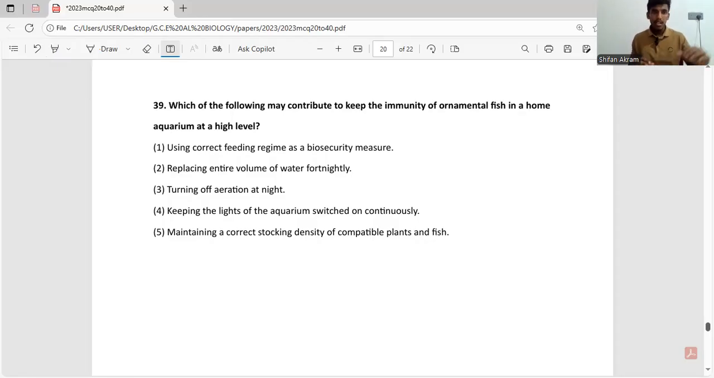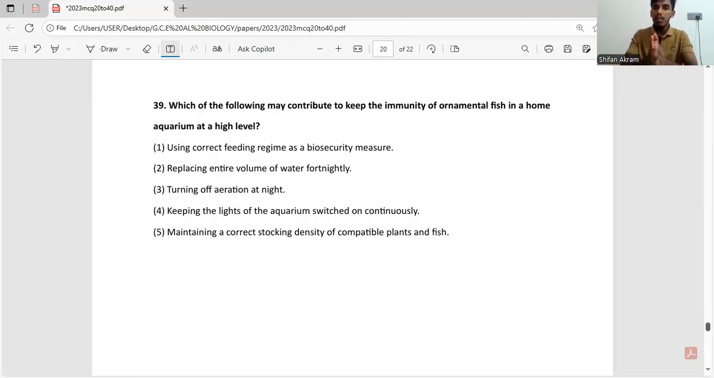Fifth statement, maintaining correct stocking density of compatible plants and fishes. Now, what is maintaining correct stocking density? It means only having a certain amount of fishes and plants, right? Not overcrowding them. What happens when you overcrowd them? They don't have enough food, they don't have enough oxygen, they can't move, so the immunity will become very low. So we should maintain a correct stocking density of compatible plants and fishes.